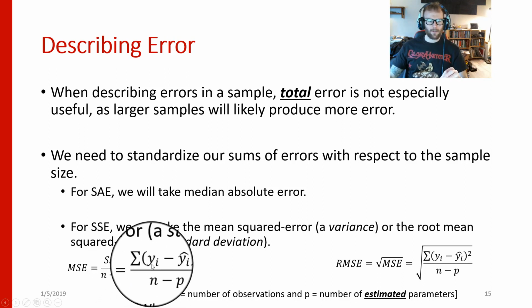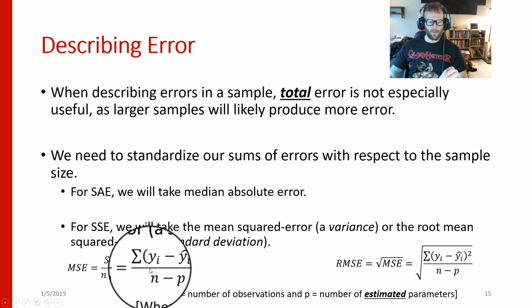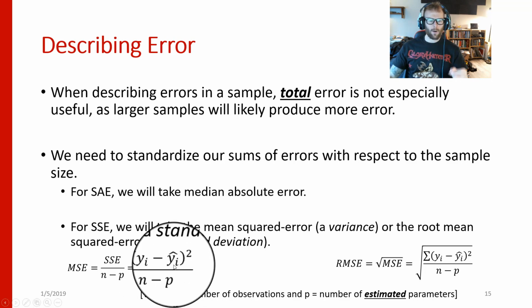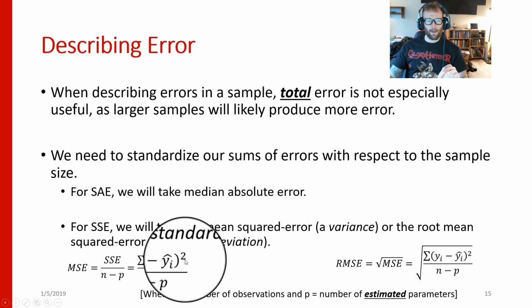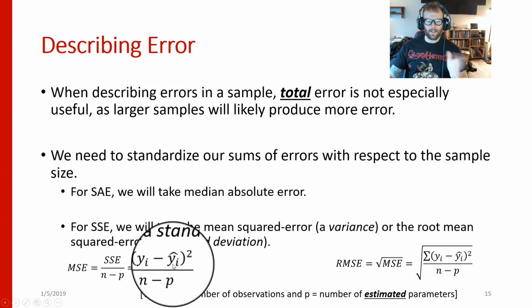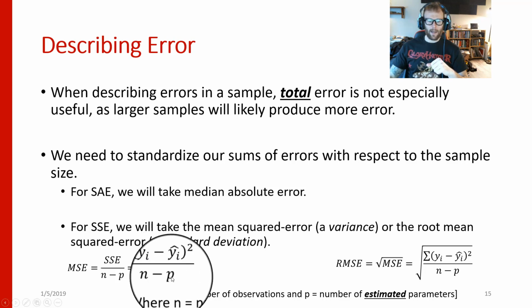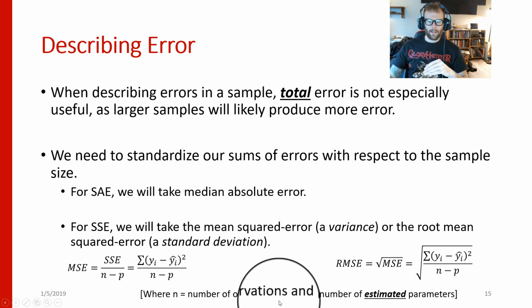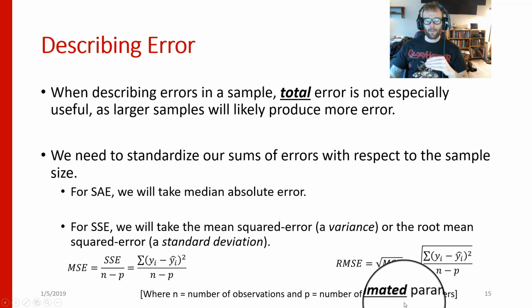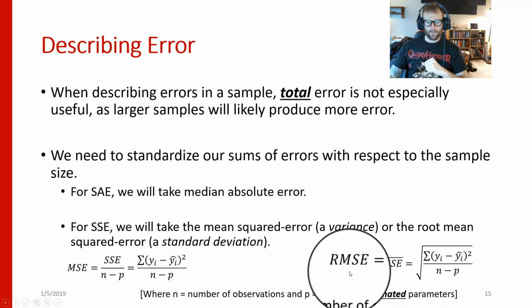So if we wrote that out, right, here's our formula for the sum of squared errors. We're taking each score minus the estimate, squaring that residual, or squaring that deviate, and then summing all of those squared deviations together. And then we're going to divide those by n minus p, where n is the number of observations and p is the number of estimated parameters.